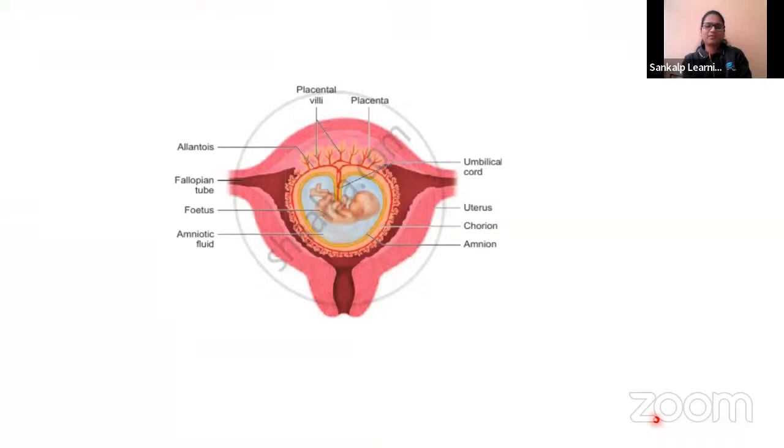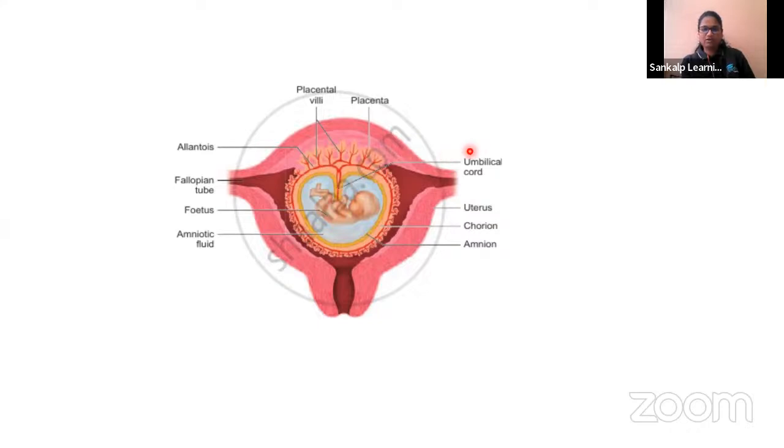Placenta and uterus. This is a uterus. Okay, this is a placenta. Just a minute, I will take a laser point here. See, guys, this is a uterus. This is placenta. So between uterus and placenta, what is there?